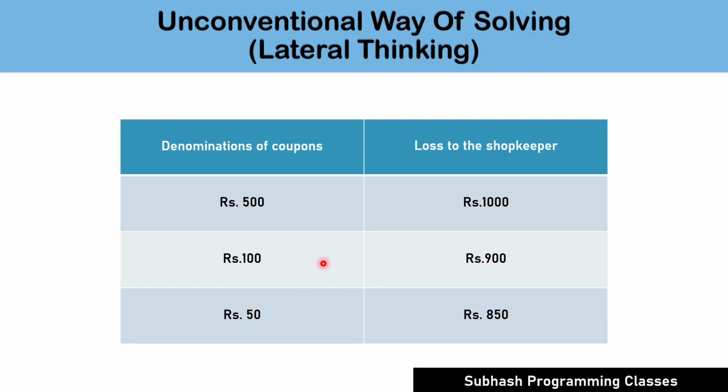Now, let us view the same problem with another possibility. Suppose the customer had coupons in the denominations of rupees 50. Then, what would have been the loss in such a case to the shopkeeper? Can you guess? If we carry out the same analysis like we did earlier, it will tell us that the loss would have been 850 only. Now, let us look at three different situations. Look at the table on the slide. The table shows that the denominations of coupons have a role to play in the loss that the shopkeeper incurs.